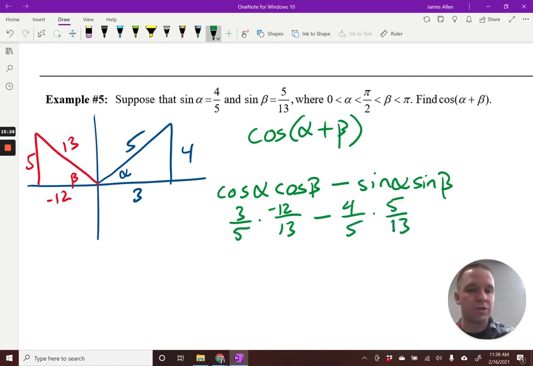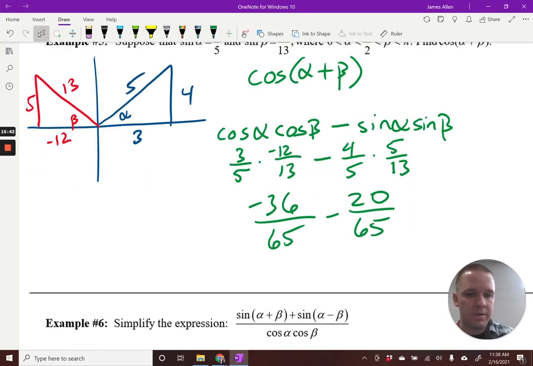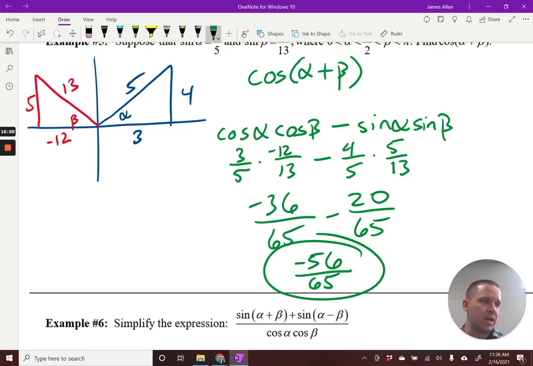So really I was using the triangles to get my cosines, right? And now I can multiply this together, and some of these numbers might get a little bit large, but you guys can handle it. So I get negative 36 over, that's what, 65, and then minus 20 over 65. We can combine those, and then I've got negative 36 minus 20, that's negative 56 over 65. And I think we're done there. And that matches this key.